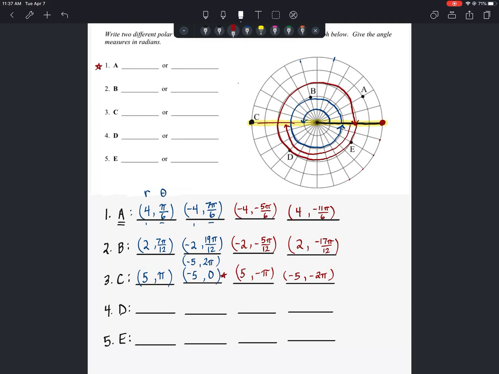Looking at D. Erase that off there again.